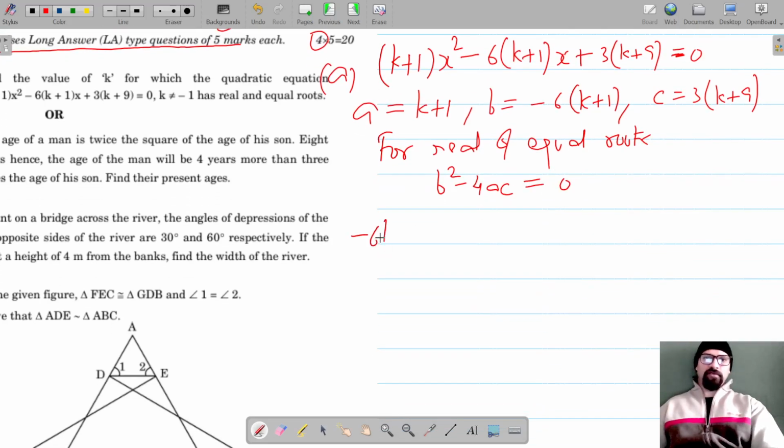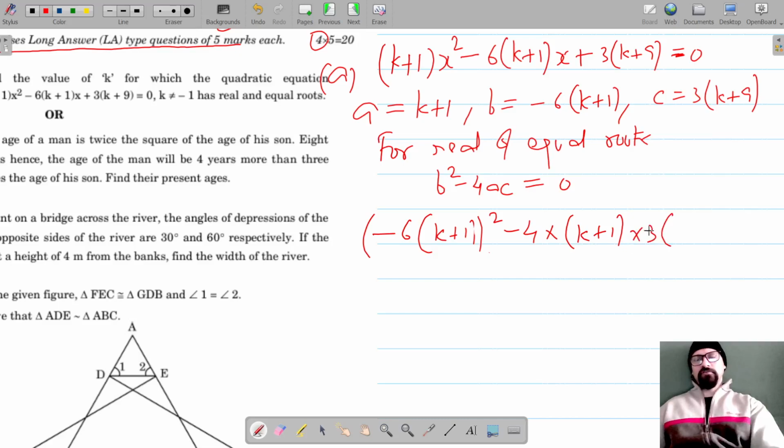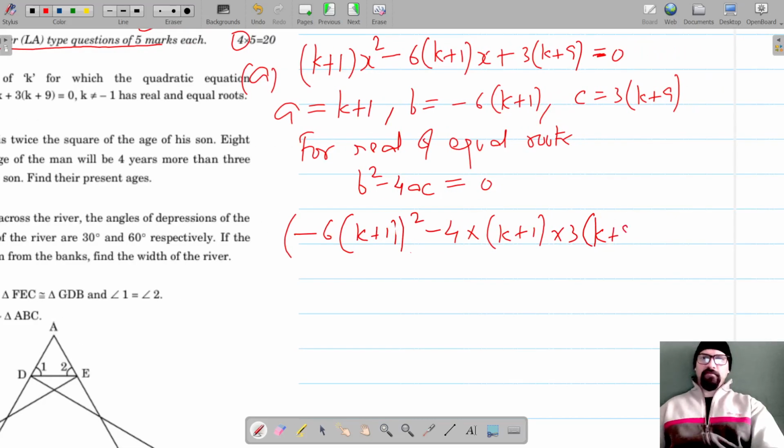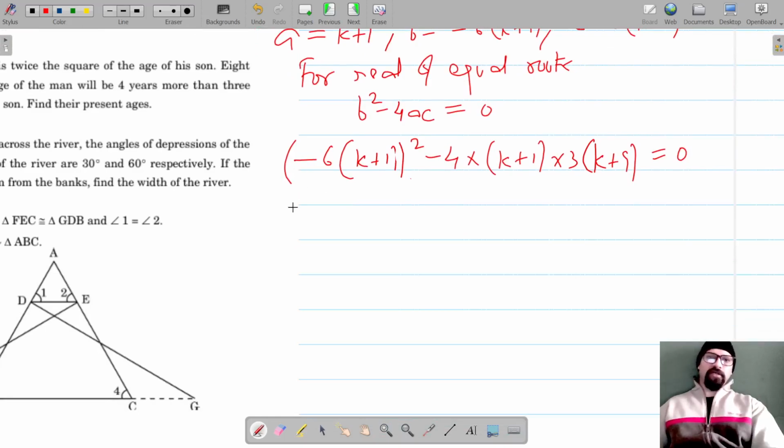So let's put in the values here. This is minus 6 into k plus 1 the whole square, minus 4 into a, which is k plus 1, into 3 into k plus 9, is equal to 0. So minus 6 square is 36, this is k plus 1 the whole square, minus 4 threes are 12, and this is k plus 1 into k plus 9 is equal to 0.